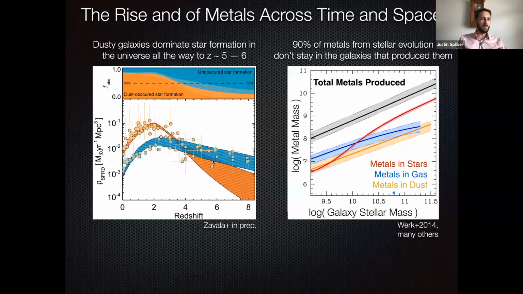And so this could prove to be problematic if our typical metallicity indicators are coming from rest-UV lines or from optical lines, which are very common and very easy to observe with ground-based telescopes today.